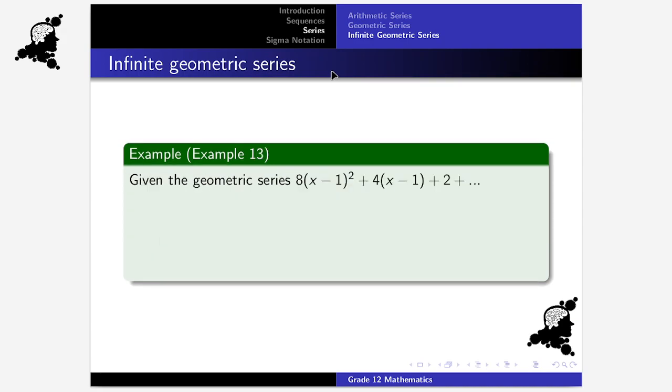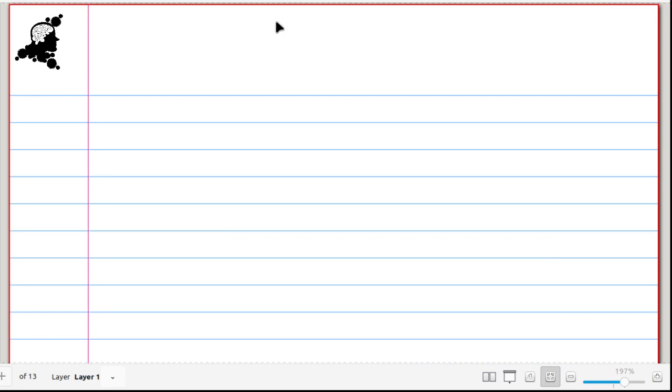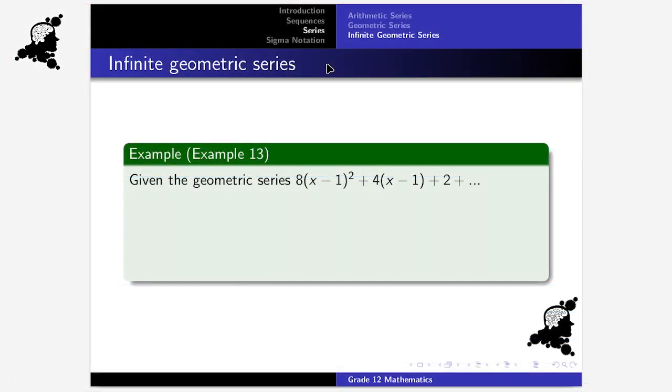Okay, there we have another question. We're given this geometric series, and let me just write it down on the writing pad. We have a new sheet on the writing pad, and let me write down the question. So, we have 8 into x minus 1 squared plus 4 into x minus 1 plus 2 plus ellipsis. So, the question says, determine R, the constant ratio of the series in terms of x.